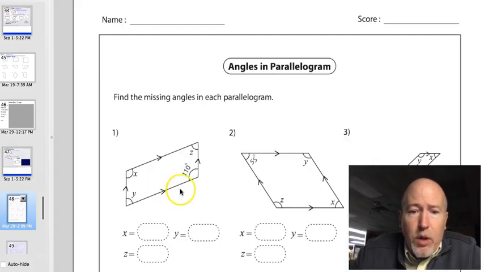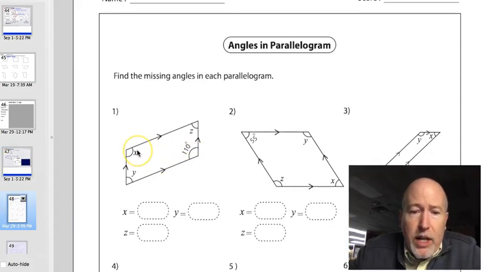Let's try a couple. What's the missing angle right here? It's 110 degrees, because this one's 110 degrees. Well, wait a minute. If this one's 110 degrees, what's this measure? You're right, it's 70, because together these 2 angles in a parallelogram will add up to be 180 degrees. Guess what? This one here, the opposite angle, is also 70 degrees. So 110, 110, 70, and 70.